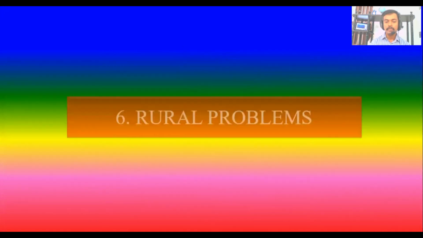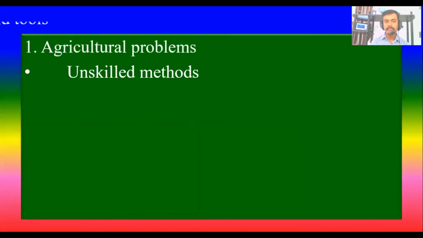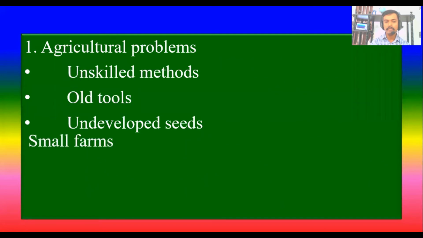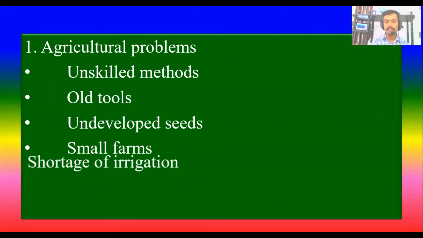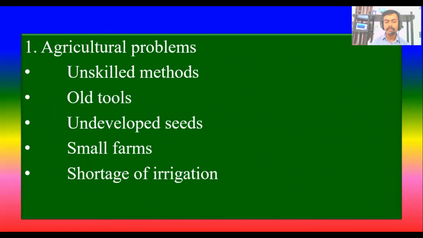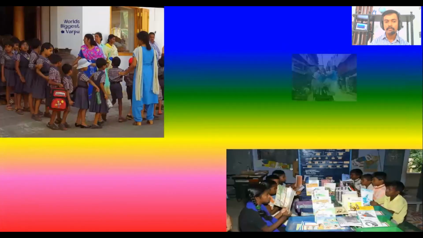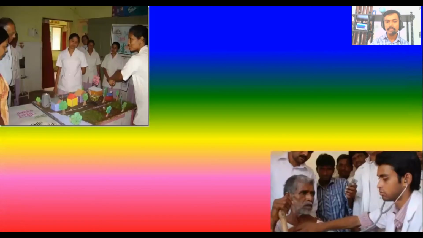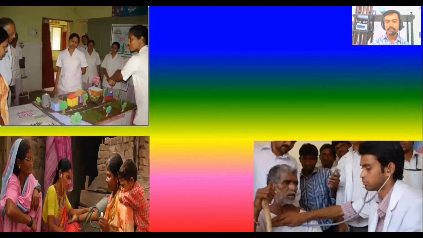Then rural problems. The first problem is agricultural problems: unskilled methods, old tools, undeveloped seeds, small farms, shortage of irrigation. Look at this other problem: educational problems are there. Look at this, transportation is another unique problem in Indian rural areas or Indian villages, and healthcare issues are there.